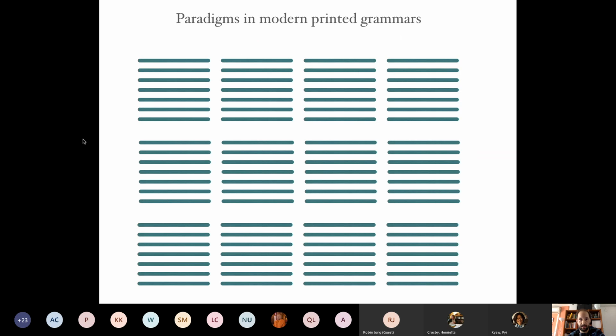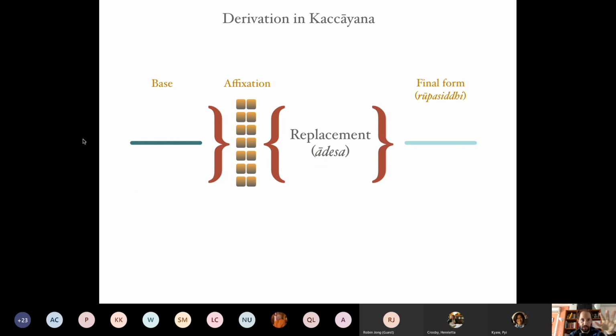What you achieve with this is that instead of needing a complete list of paradigms, that is usually what you will find in a modern printed grammar, where you will see different paradigms. Actually, there are many. In traditional grammar, you always start from any base, and then there is a certain group of affixes, in this case the 14 vibhattis, and these vibhattis will be replaced if necessary in order to achieve the final form that is called the rupa siddhi.